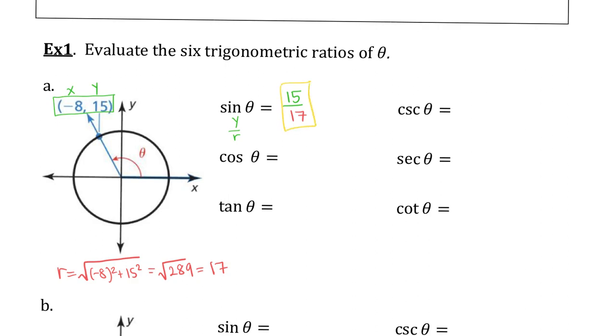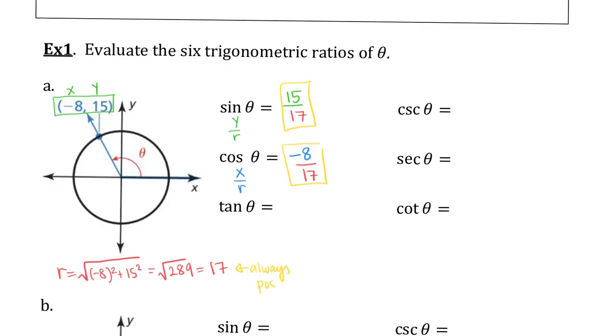Okay, so according to this, cosine is x over r. And what's x? x is -8. What's r? 17. And x is negative here, which is fine. Oh, I should note that r is always positive.